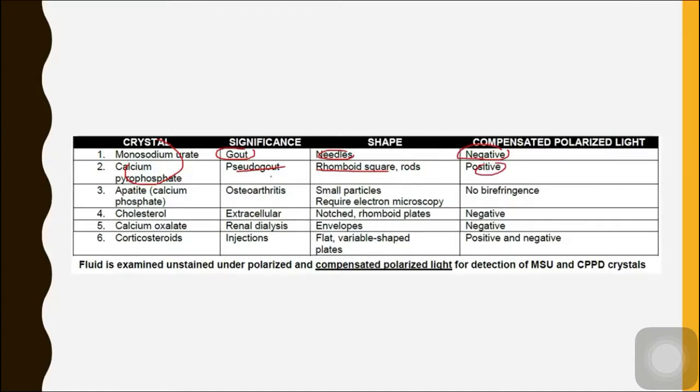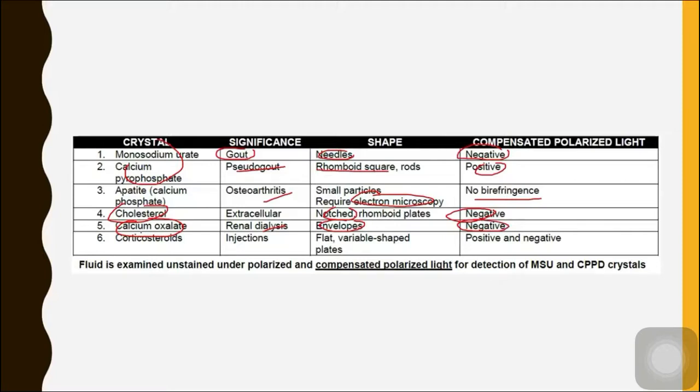Apatite or calcium phosphate is significant because it may indicate that the patient has osteoarthritis. It usually requires electron microscopy and shows no birefringence. Cholesterol has a characteristic morphology, a notched plate, and is negative in compensated polarized light. Calcium oxalate is indicative of renal dialysis and has an envelope-shaped morphology. It is still negative in compensated polarized light.